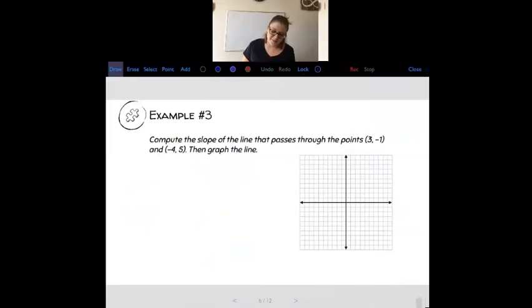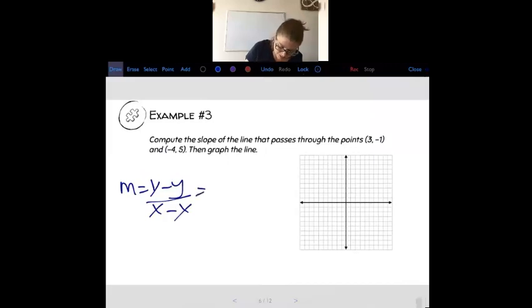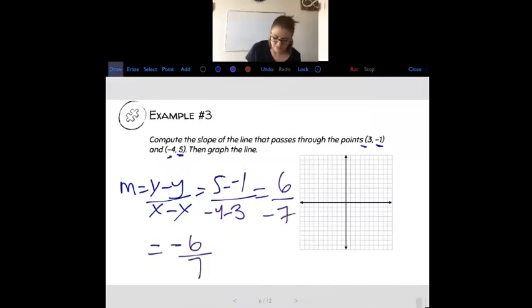Compute the slope of the line that passes through the points (3, -1) and (-4, 5), then graph the line. In this case, we would use our slope formula, change in y over change in x, just be consistent. So I'm going to take 5 minus -1 over -4 minus 3. This would give me 6 over -7, or -6 over 7. When you have that negative sign, you can just move it up.